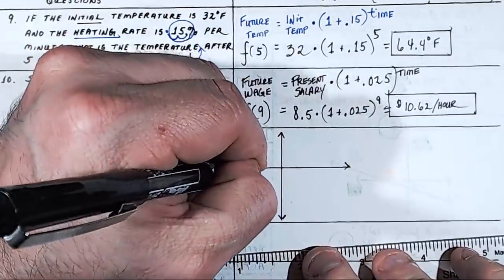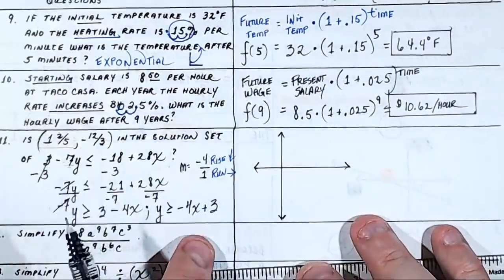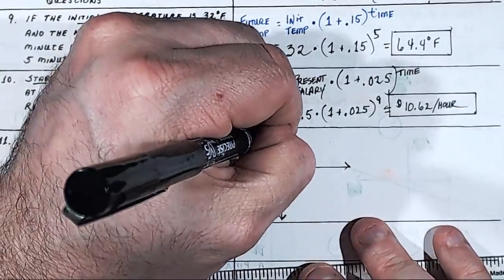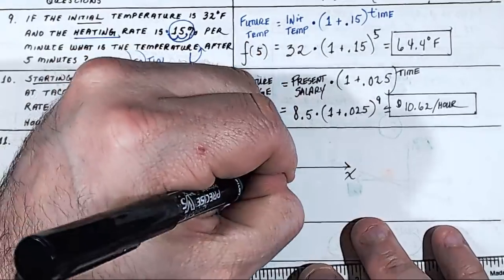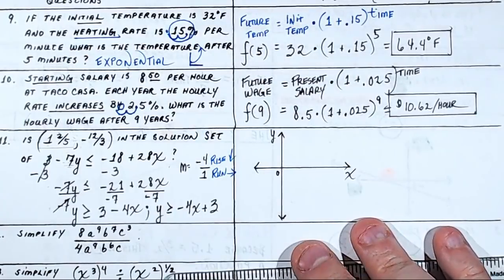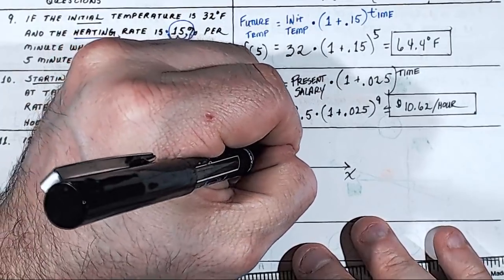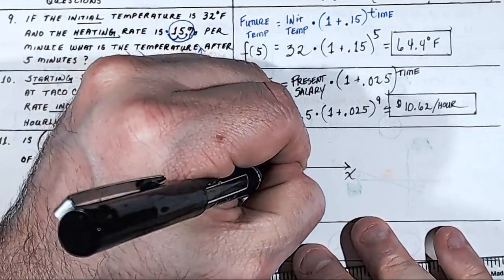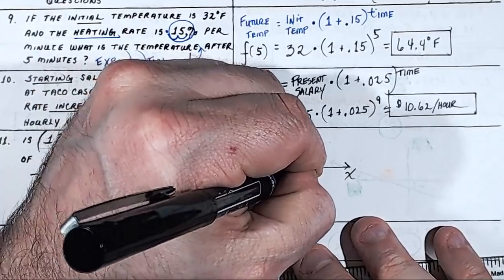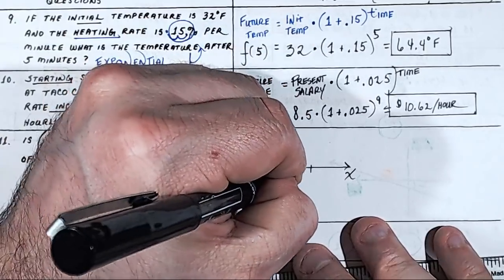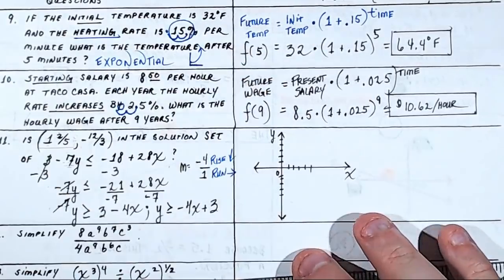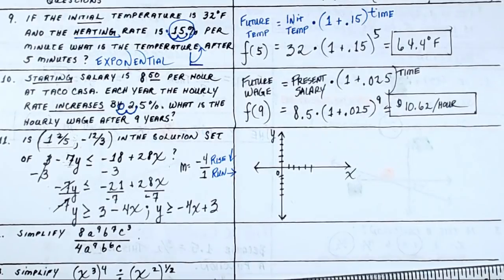We will start by labeling our axes and the origin, and then I'll put in some tick marks. 1, 2, 3, 4, 5. It doesn't have to be a masterpiece.